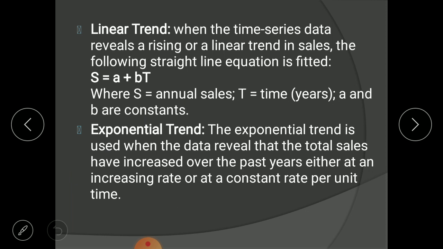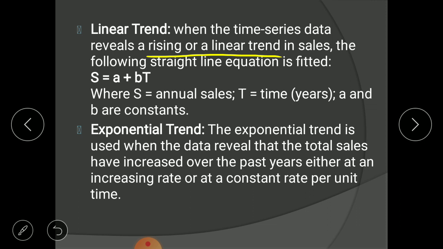Linear trend is used when the time series data reveals a rising or linear trend. Rising means demand is constantly increasing, or demand is a function of a particular number, like multiplied by 2 or multiplied by 3. See, when this is constant, there will be either a constant rise or a geometric progression. If your sales are increasing, then we use this linear trend.